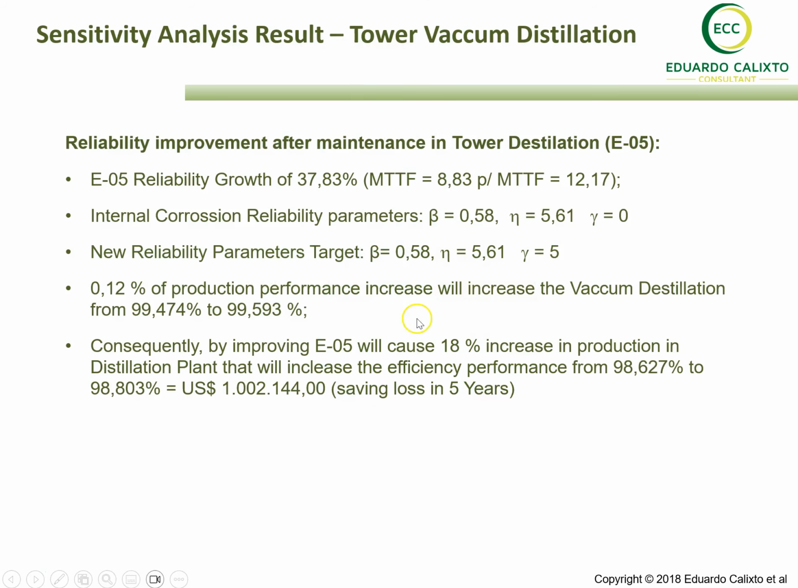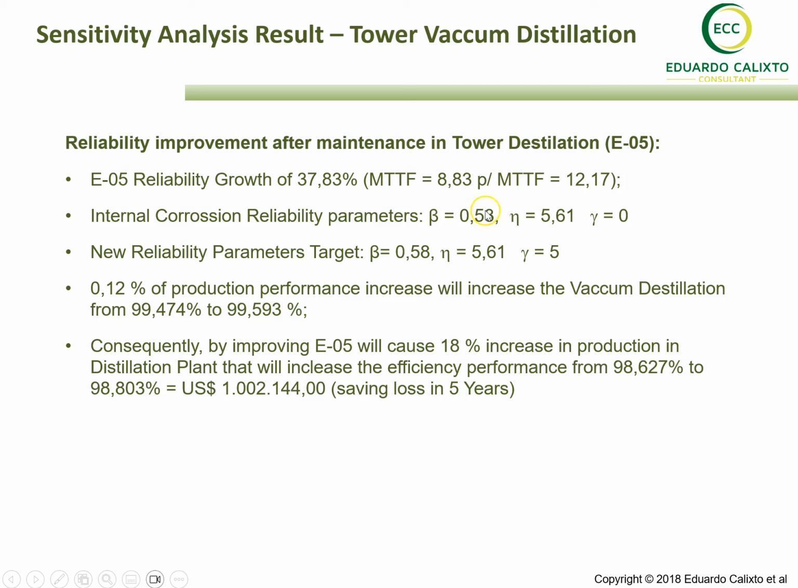So by looking at it, now we have here the tower distillation. In the tower distillation, we expect that by eliminating the corrosion inside this tower, by changing the material, we can improve 37%. So I expect the mean time to failure to go from 8.83 to 12.16 years. The internal corrosion parameters that we measured were the problem in this tower.